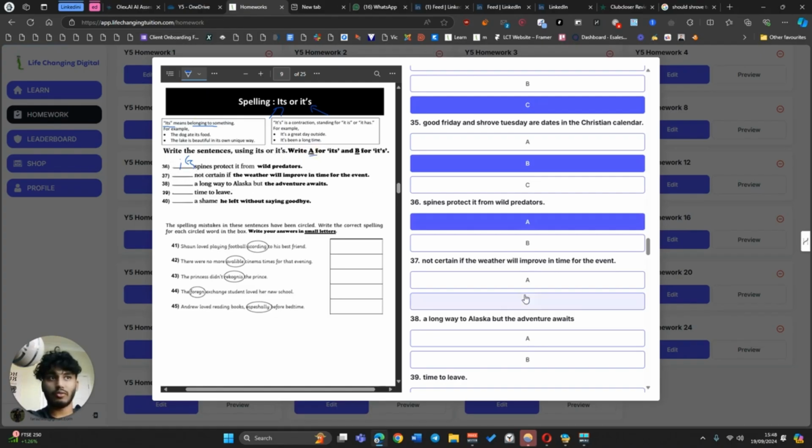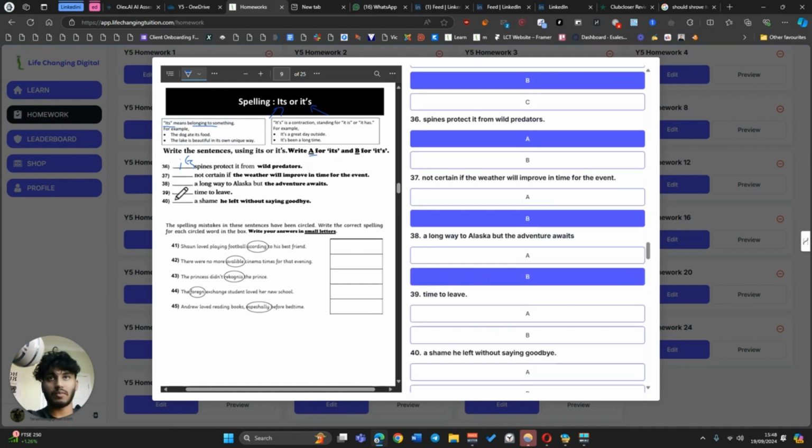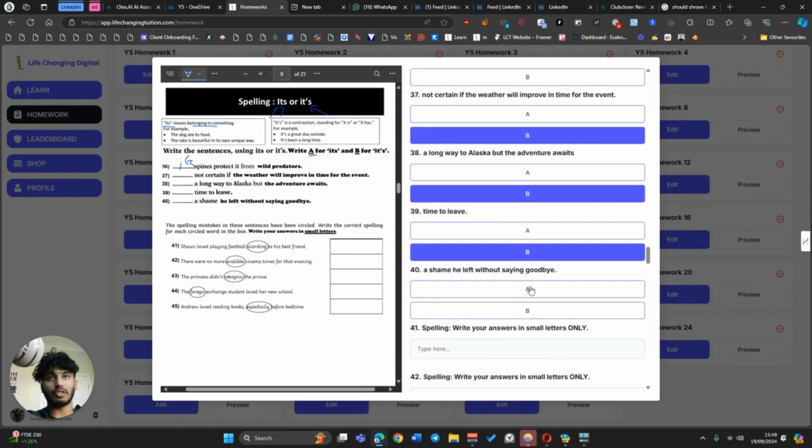It is not certain for weather, so that should be the option B. It is a long way from Alaska, so it should be option B. It is time to leave, option B. And it is a shame he left without goodbye. So it would be option B again.